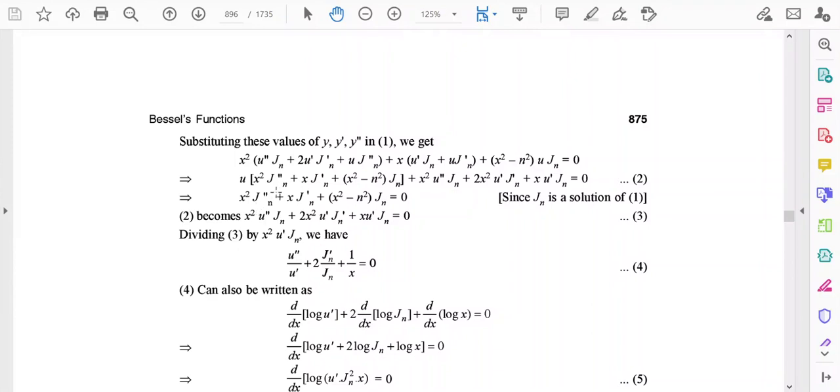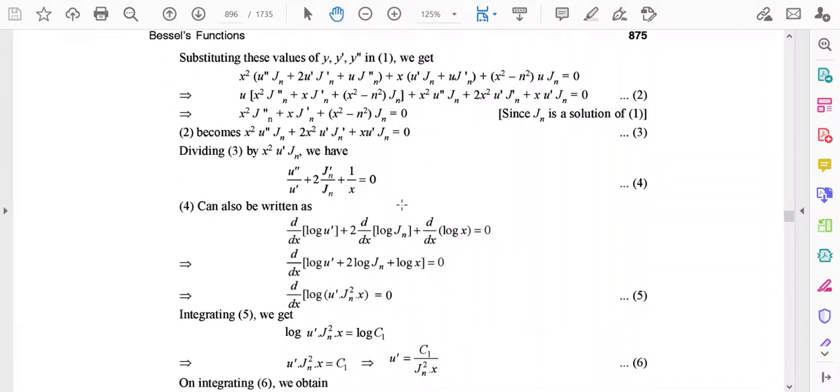Now you see that in the third bracket, the expression x² J_n'' plus x J_n' plus (x² minus n²) J_n is actually Bessel's equation, and the solution of Bessel's equation is J_n. So this term must be 0. If this term is 0, then the remaining terms will exist. So we can write x² J_n'' plus x J_n' plus (x² minus n²) J_n is equal to 0.